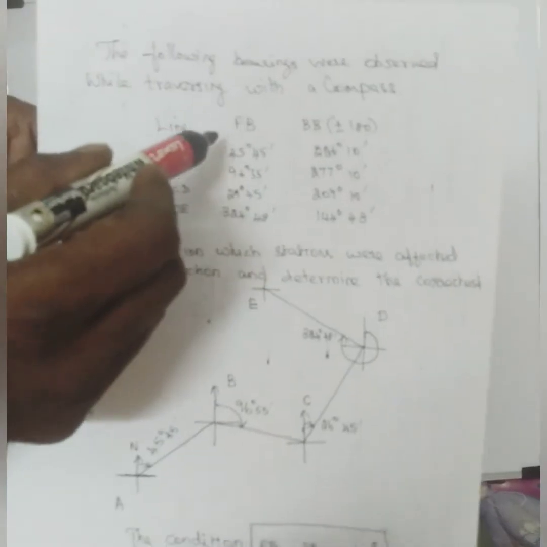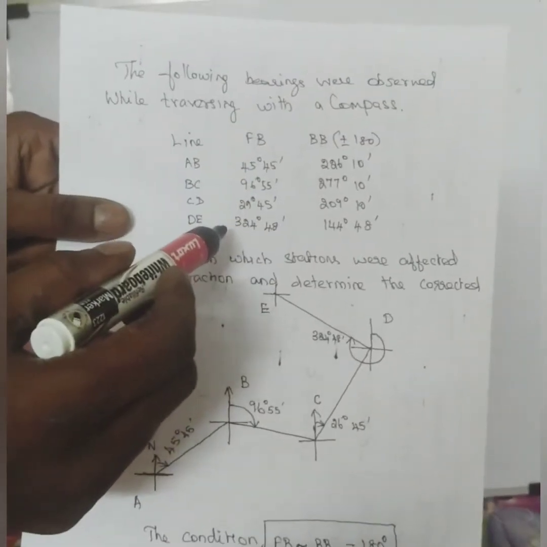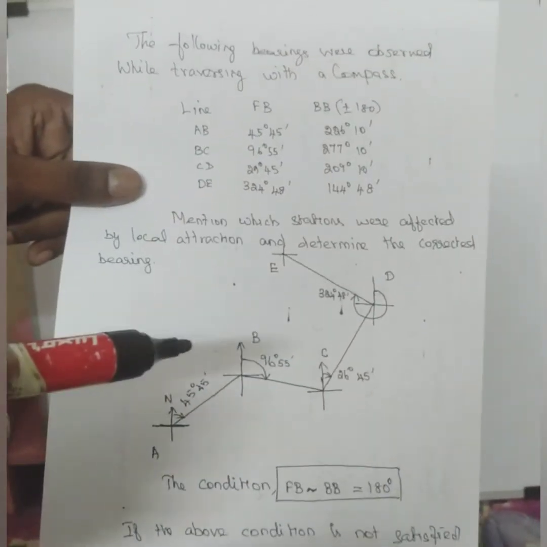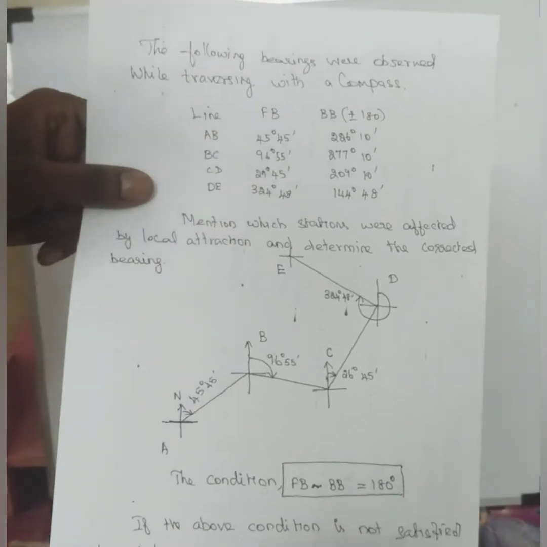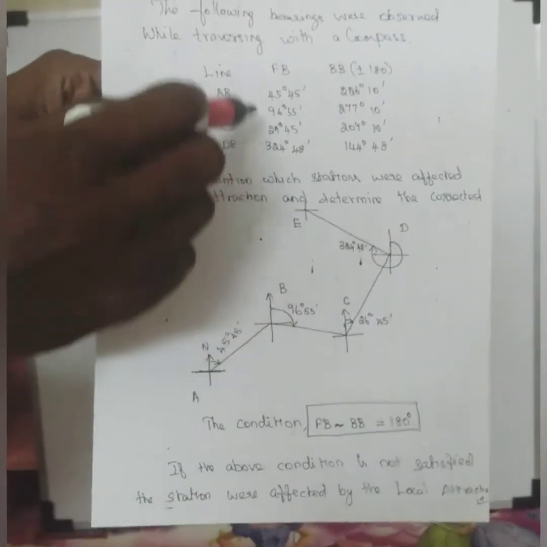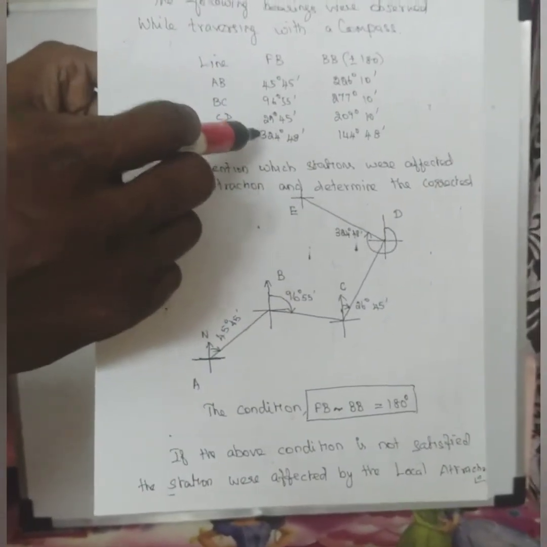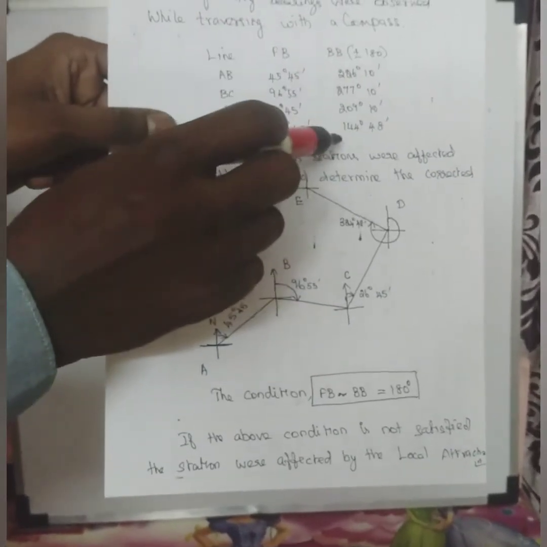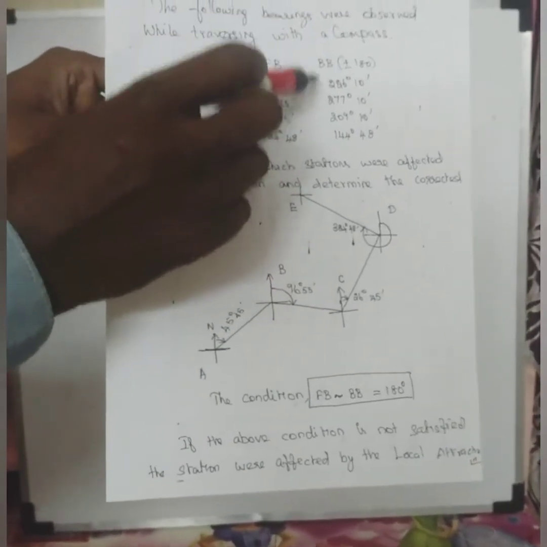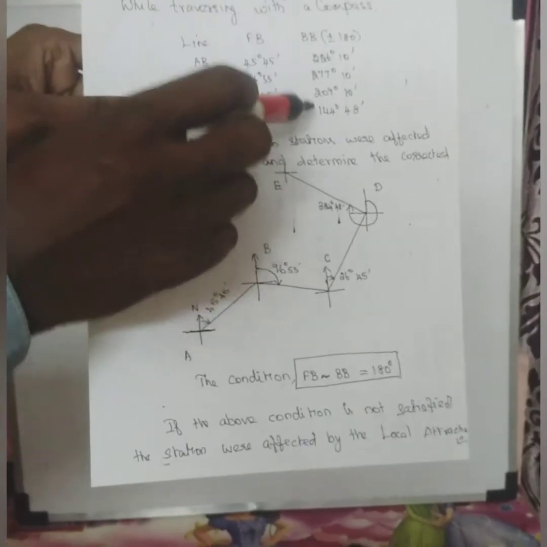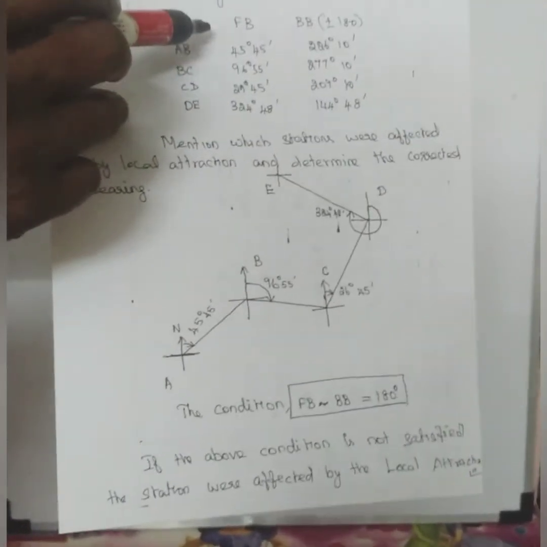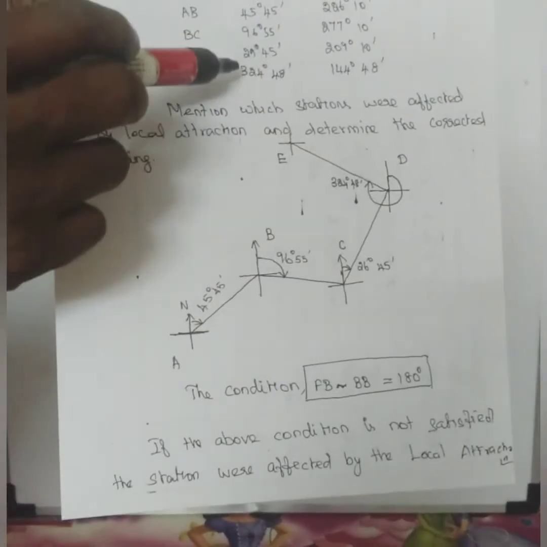The figure here is drawn using only fore bearing values. At the time of plotting the traverse, we can use only fore bearing values, not back bearing. We will not consider the back bearing observations, only the fore bearing values. We can draw the network here. How to draw the given traverse network?